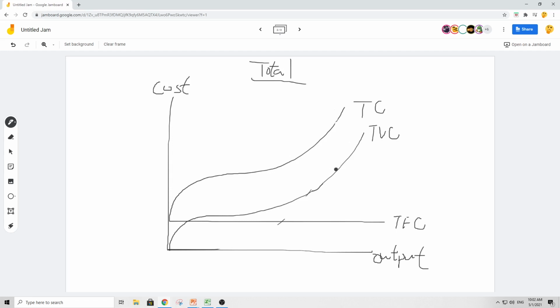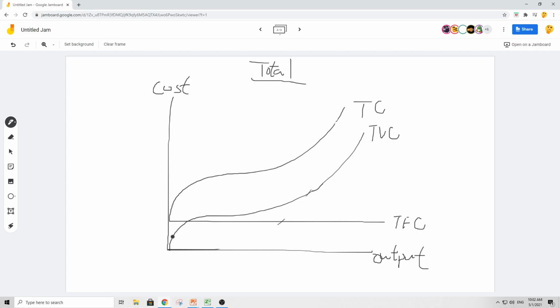And for your total cost here, the shape is the same as the TVC, because if you know the equation, TC is just TVC plus TFC. So for each unit of output, the TVC that we have, we just have to add up that fixed amount of total fixed cost. So at the end of the day, that's why the shape of it is the same.